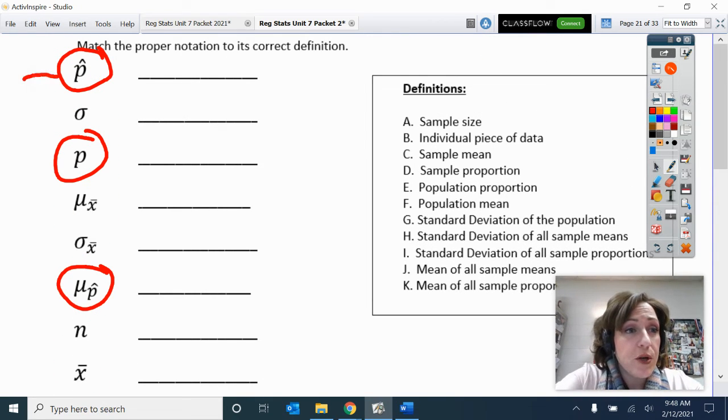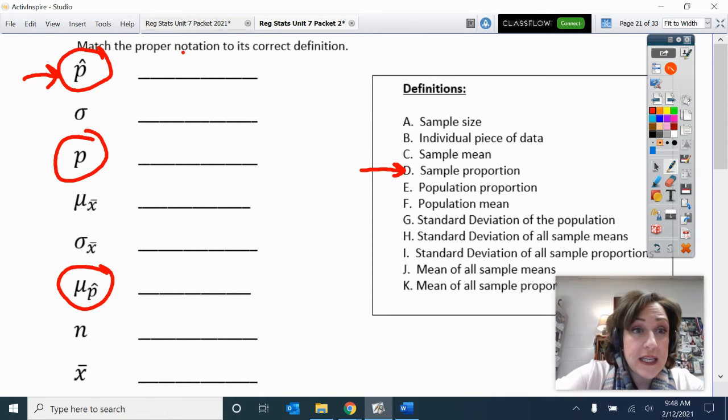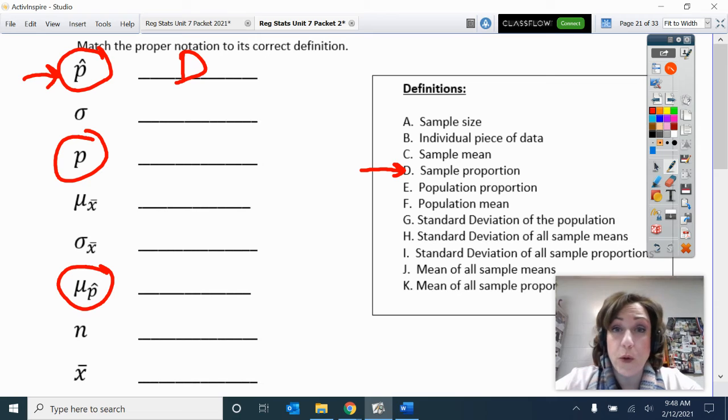What do you remember? This one that is a P hat? That was your particular sample results. Like when you got your blue M&M proportion, that was your P hat. So that was your sample proportion. So that's what this one is, a sample proportion.